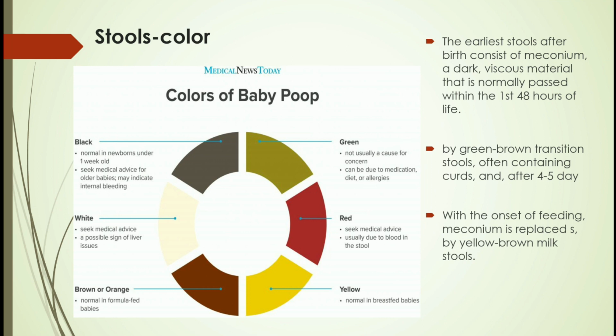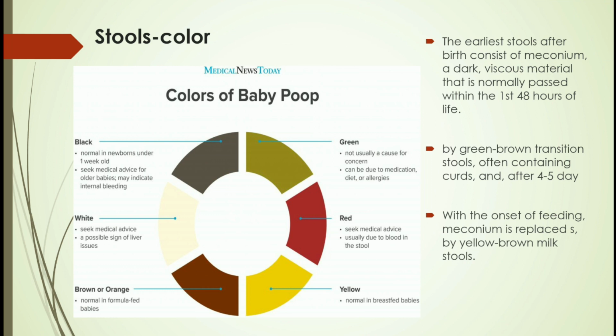Coming to the stool's color, initially the earliest stools after birth consist of meconium, which is a dark viscous material that is normally passed within the first 48 hours of life, right. Followed by the green brown transition stools, often containing curds, and after 4 to 5 days, with the onset of feeding, meconium is replaced by yellow brown milk stools. So these all are normal variations in colors. If the stool is green, so let's discuss this. The stool may be green. It is not usually a cause for concern, right.